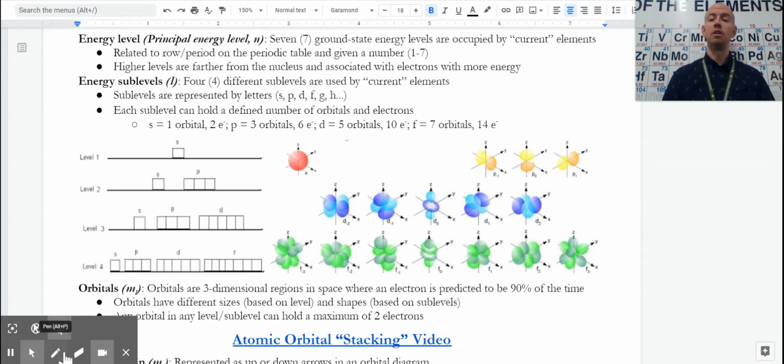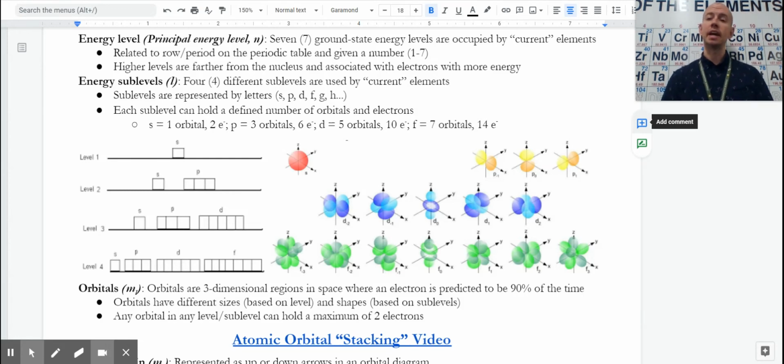So that's what this is talking about. This S sublevel, whether it's on level 1, 2, 3, 4, 5, 6, or 7, is a single 3-dimensional area or orbital that can hold 2 electrons. The P sublevel, whether on level 2, 3, 4, 5, 6, or 7, has 3 regions or 3 orbitals that can hold 2 electrons each, for a maximum of 6. The D sublevel is on level 3, 4, 5, 6, or 7, and has 5 orbitals holding 10 electrons. And once we get to levels 4 and 5, we start to fill the F sublevel.